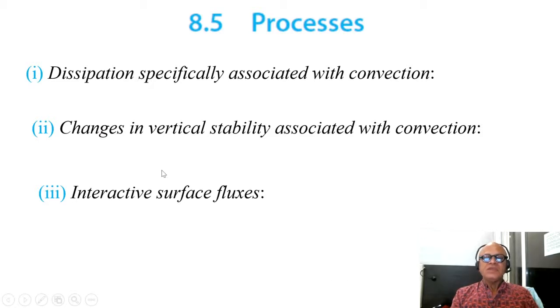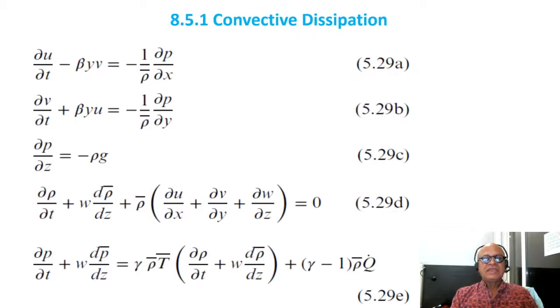Changes in vertical stability associated with convection are also not always included. We talked about this in the Chani conundrum, where he said convection tends to reduce stability and that allows the baroclinic processes. And there are also interactive surface fluxes, which we mentioned before for TOGA COARE, JASMINE, and so on. We'll come back to those again when we do other processes of convection. Convective dissipation then can be included in the wave equation.